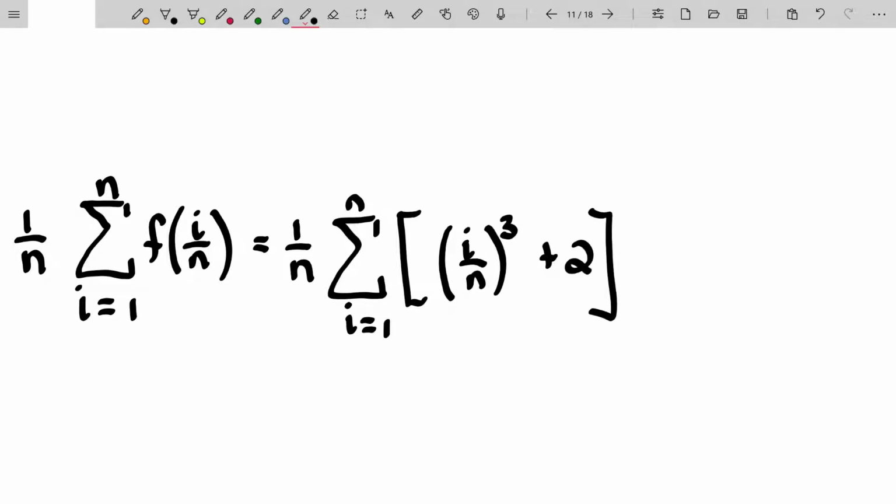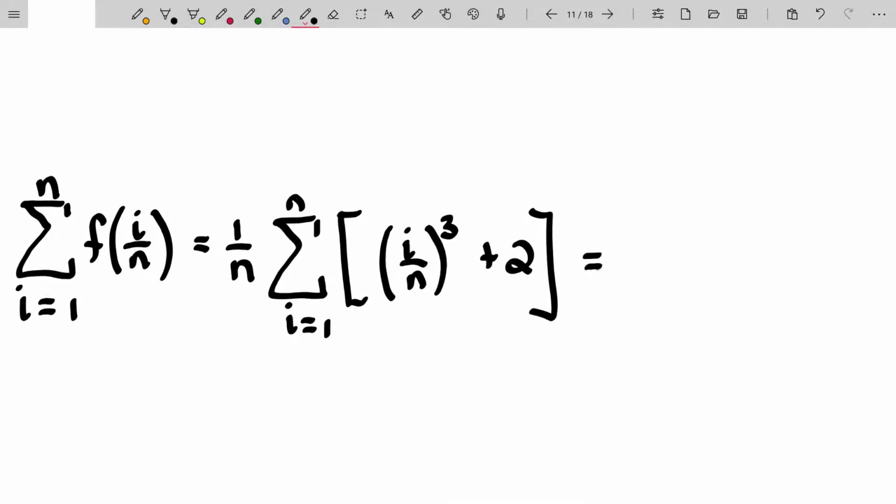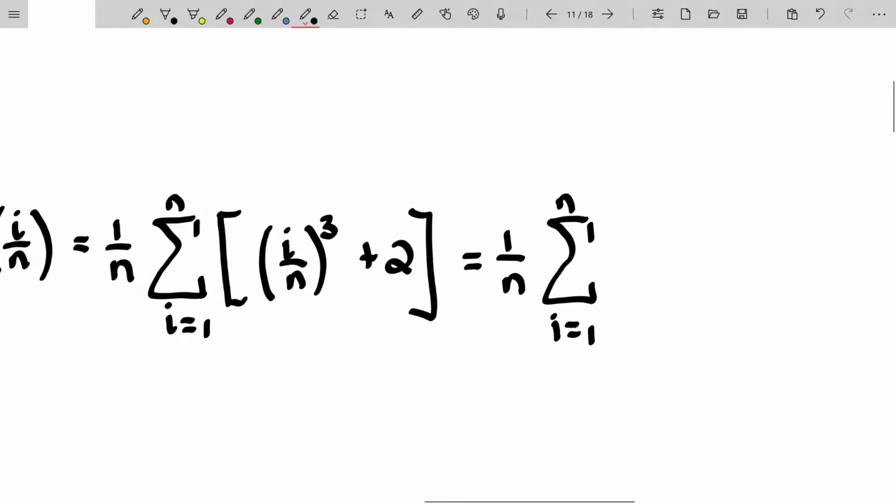And one last little move before I start going crazy. It's 1 over n, and we have a summation i equals 1 to n of i cubed over n cubed, plus 2. Well, that's not too bad.